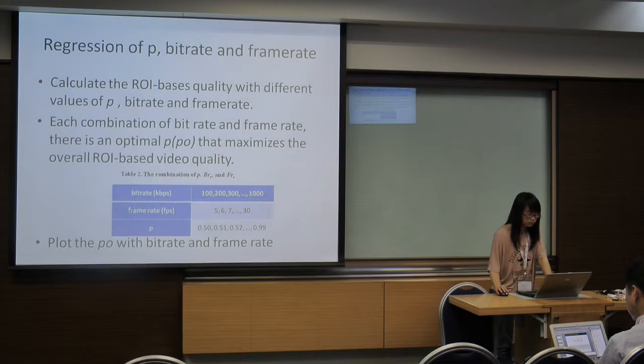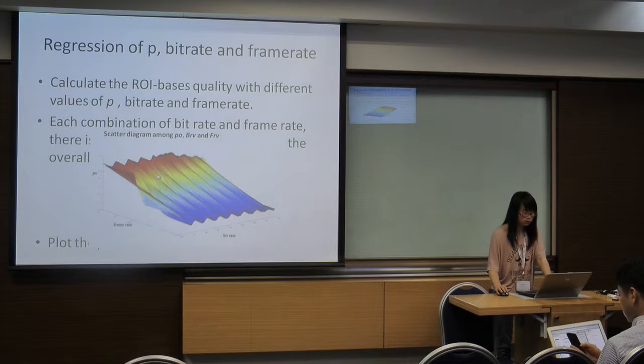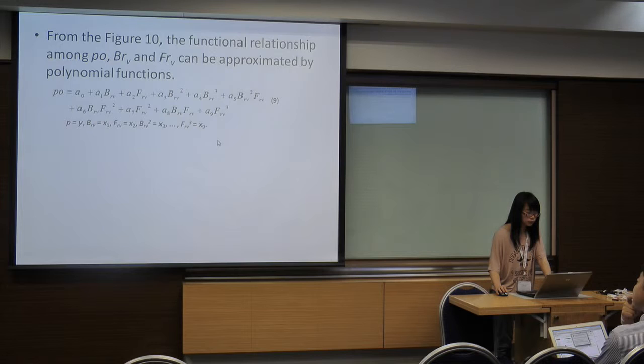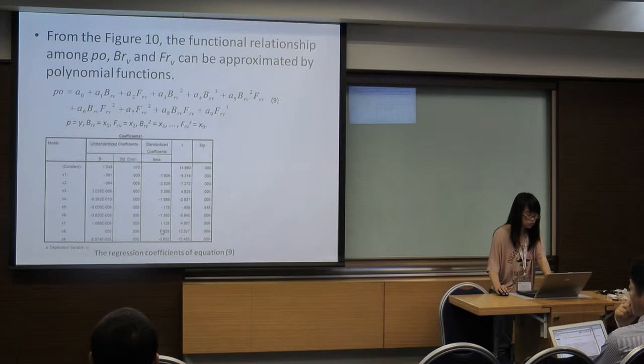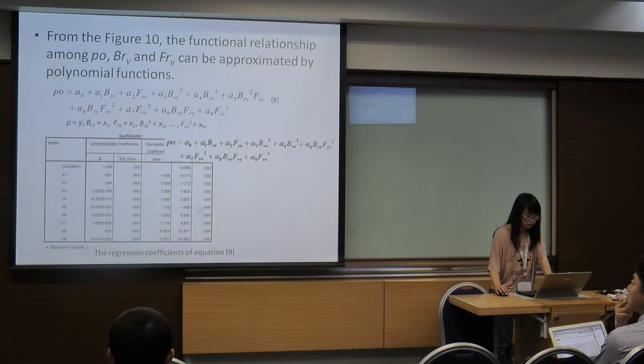And then we plot every optimal P with bit rate and frame rate. From this we almost get the relationship between the optimal P and the bit rate and frame rate. So we use the non-linear regression, and the functional relationship among the optimal P, bit rate, and frame rate can be approximated by this function. And this is the result of the regression coefficient, which shows that the result is very good. We admit that this regression is not exactly obvious. And so this is our final interpretation among the optimal P and the bit rate and the frame rate.